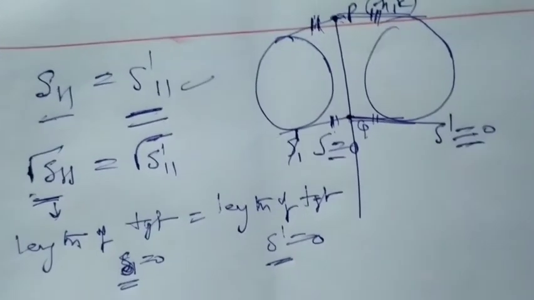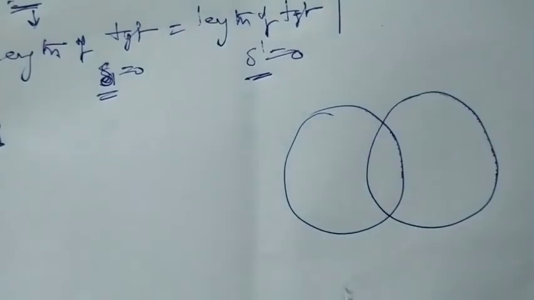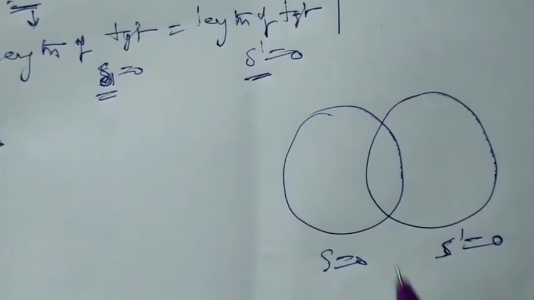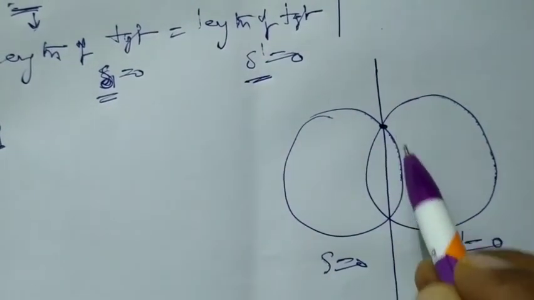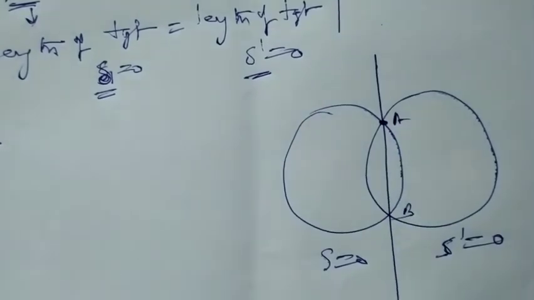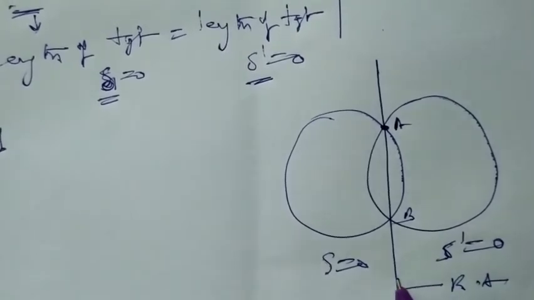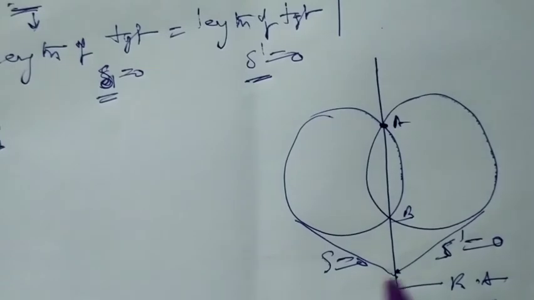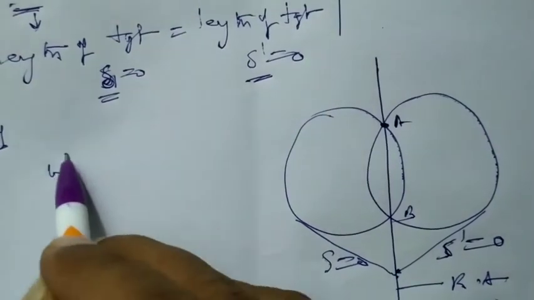That is one important point. Next, suppose two circles S = 0 and S' = 0 intersect each other. In that case, the common chord will be their radical axis. Suppose the common chord is AB; if the chord is extended, it becomes the radical axis. It satisfies the condition, because whatever point you take on this line, the tangents drawn from that point to the two circles are always equal.